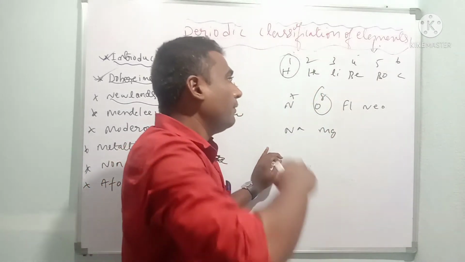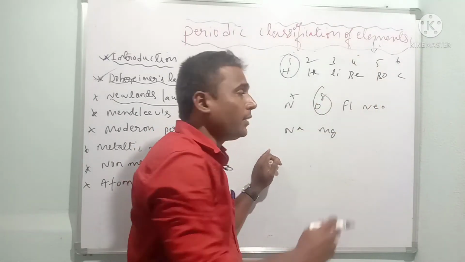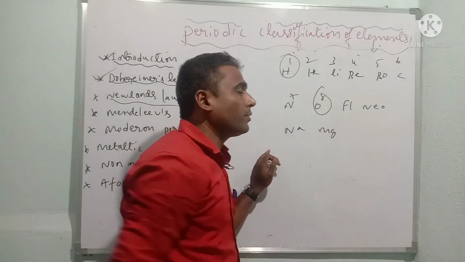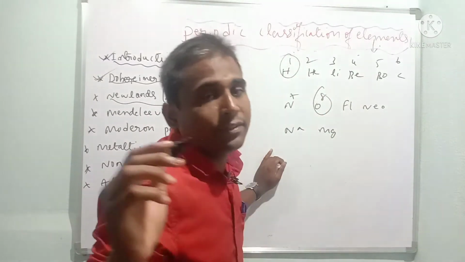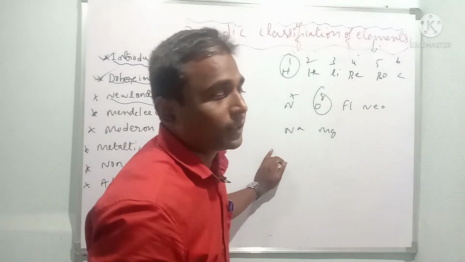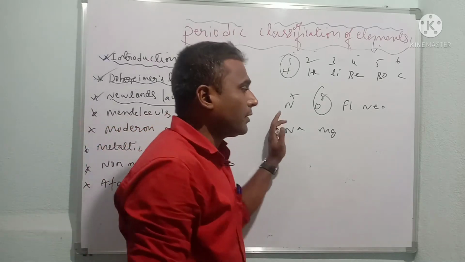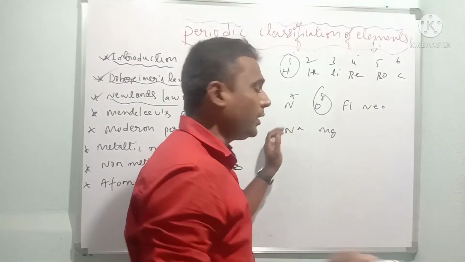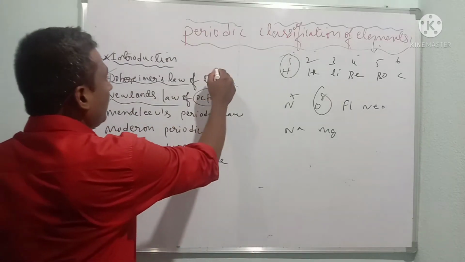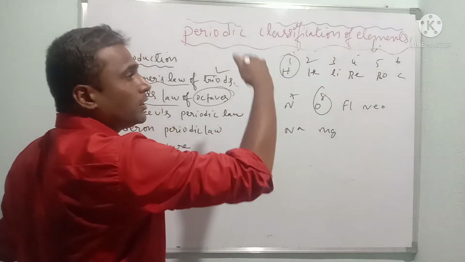It is telling that when you increase the atomic masses, every 8th element is going to show the same nature, the same physical and chemical properties. This is stated by Newlands' law of octaves. So did this law explain all the elements? No, children. Actually, this law explained only some elements. It could not explain other, newer elements.